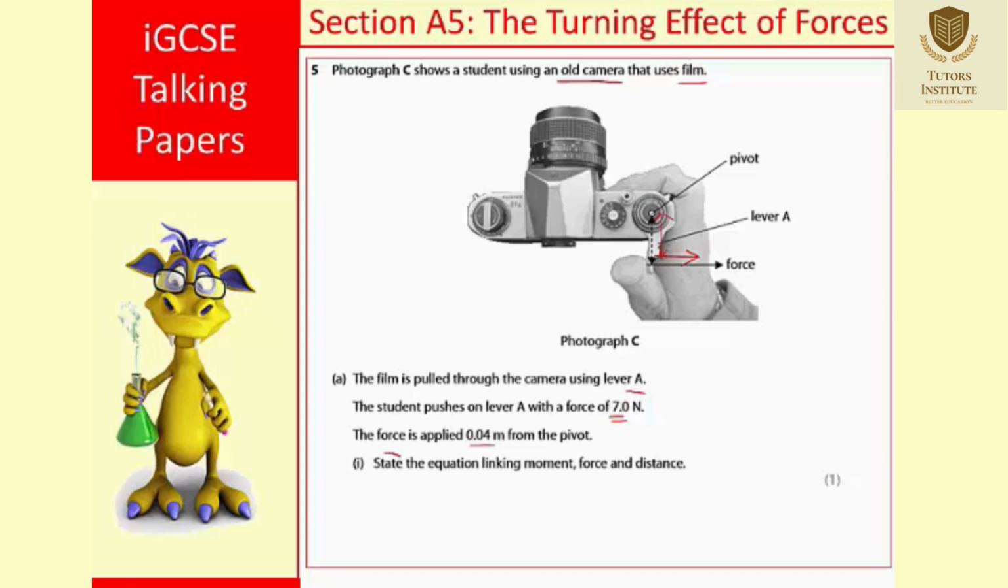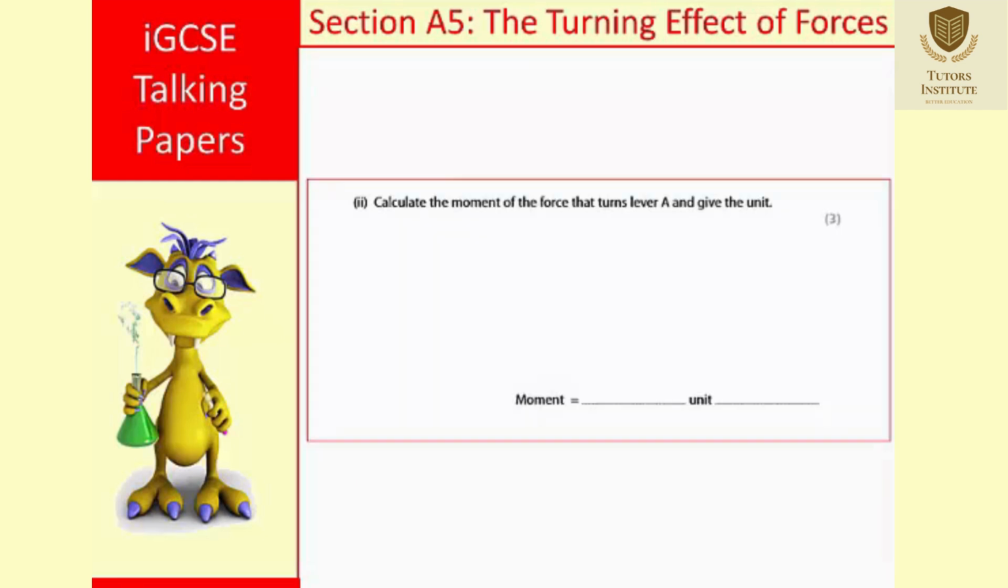An easy bit: state the equation linking a moment with force and distance. It's very straightforward, just write out the equation. Now use the equation you've just quoted to calculate the moment of the force that turns lever A and give the unit, as a mark for that. So remember you had a force of 7 newtons, you had a distance of 0.04 meters. So actually you can use that in meters, or if you want to you can change it to centimeters, which would be 4, wouldn't it? But be careful about the unit if you do that.